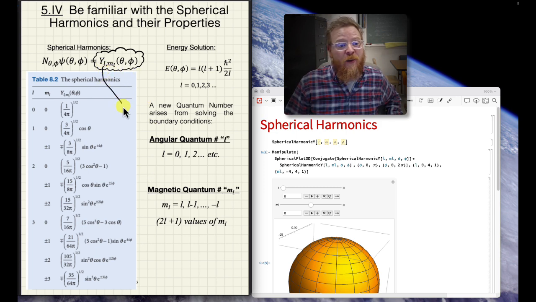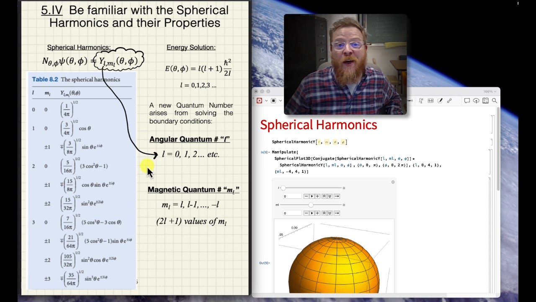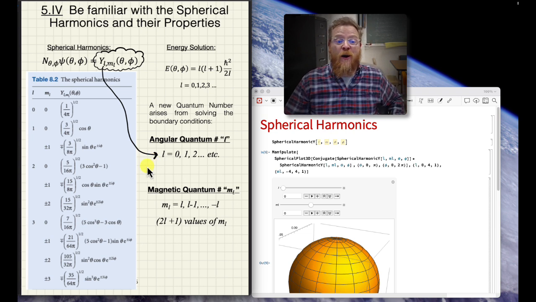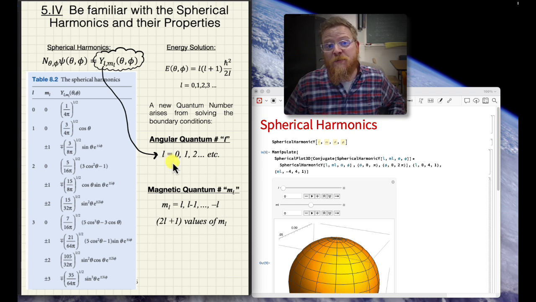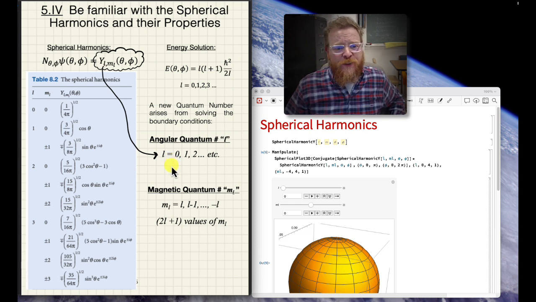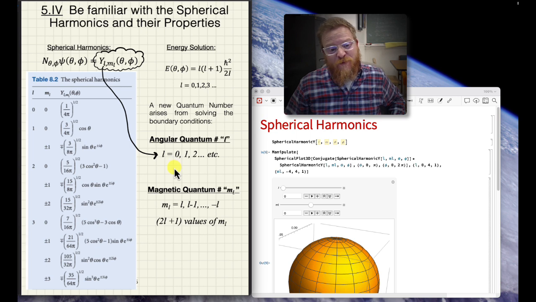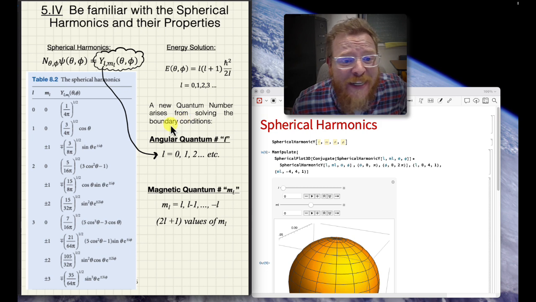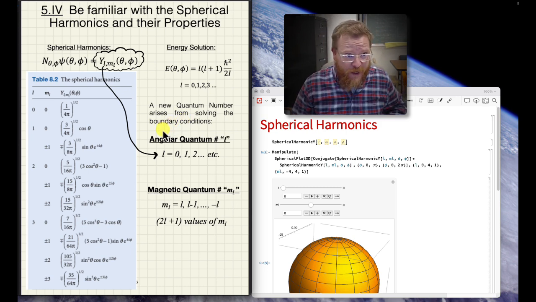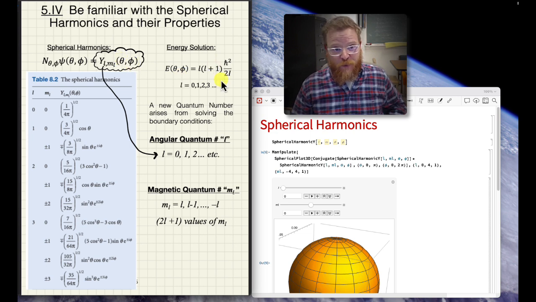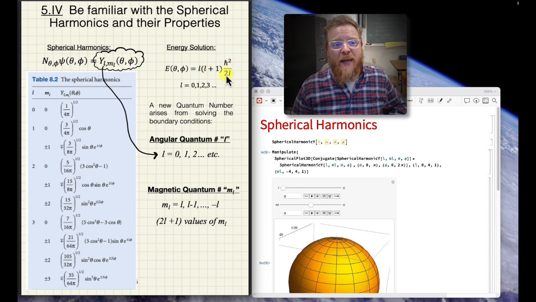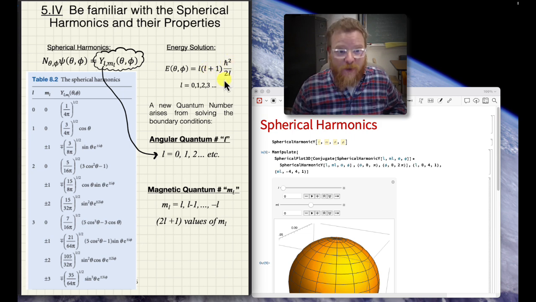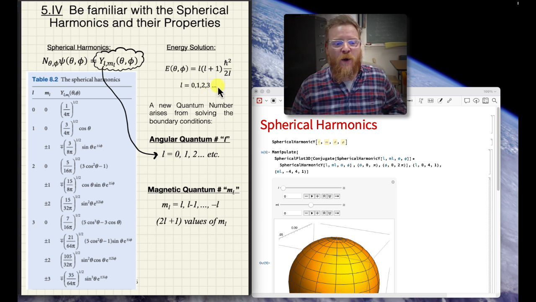So this L comes from solving the theta component of the spherical harmonic. So we get this new quantum number called L, which we refer to as the angular quantum number, and that can take on values 0, 1, and 2. What we also didn't get to, because the math is a little bit complicated, when we solve the energy solution of the spherical harmonic, we get the following. It goes as L times quantity L plus 1 times h bar squared over 2 times I, where L can take on values 0, 1, 2, and 3.